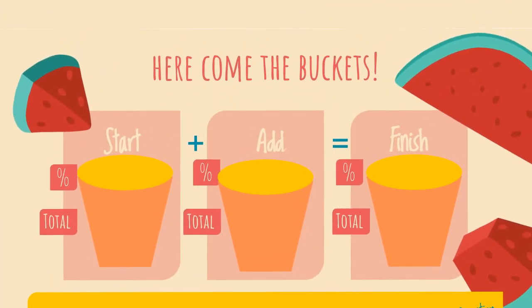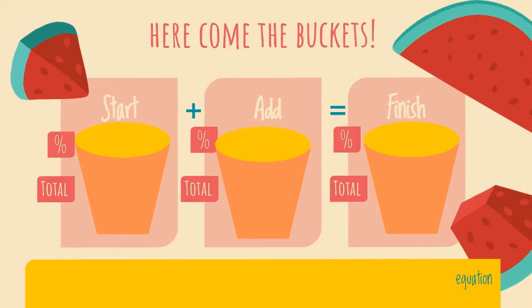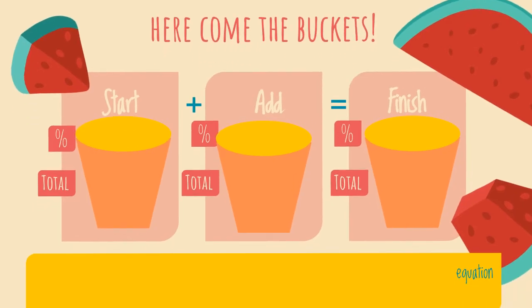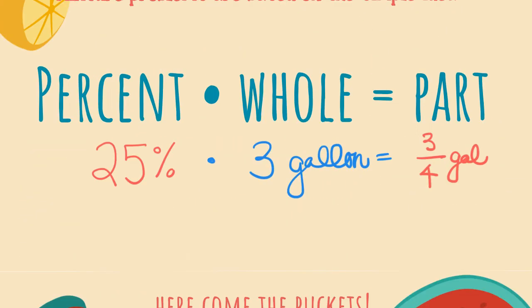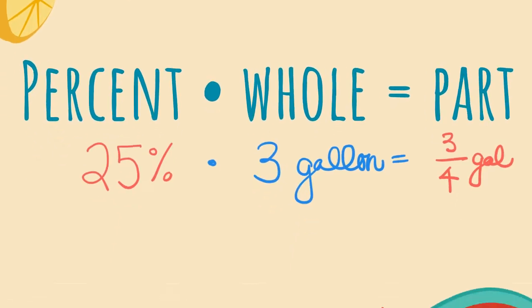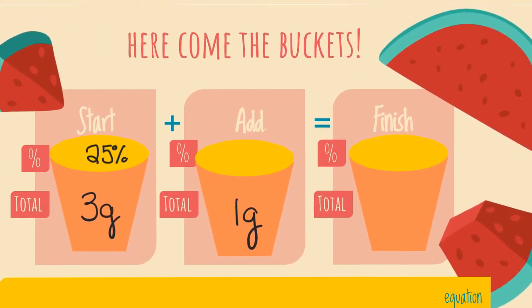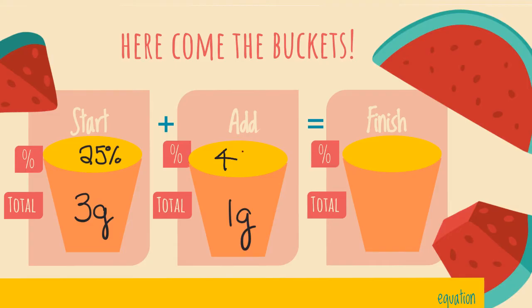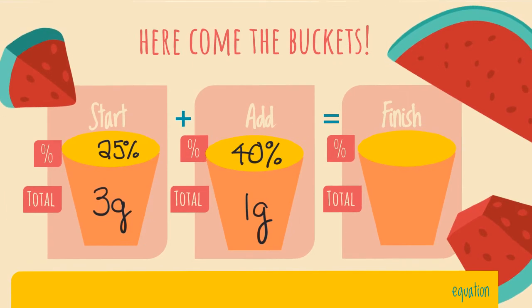All right, so here come the buckets. This is really the easiest way to work these problems because it structures it for you. So you're starting with Natalie's 25% watermelon. She has a total of 3 gallons. Here comes Thomas, and I believe he had 1 gallon, and I think it was 40%, although I'm going to go back up and double check. Yeah, he had 1 gallon that was 40% watermelon. And they want to know, what do we finish with? How much watermelon is there to finish with?